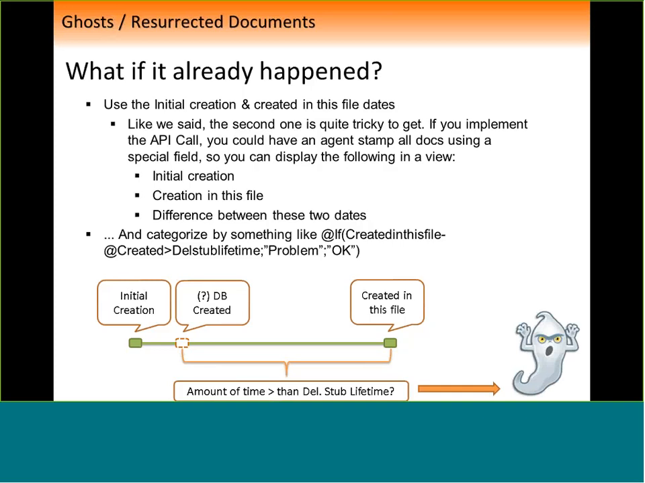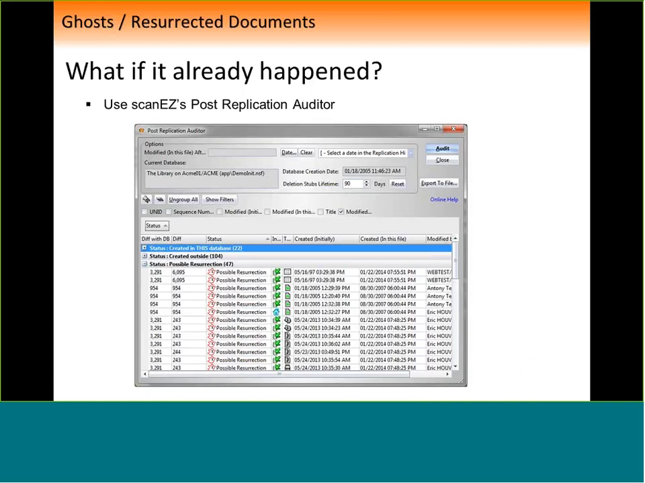Now, there is actually a project on OpenNTF that you can look up. Actually, I think it's in the initial slide deck. That will do pretty much the same thing, but you need to stamp those documents because getting this find date is something very tricky, and as we discussed, that only works through the API. So this here is what the post-replication auditor looks like. So this is how you find all of the possible resurrection documents in there, and you can just go ahead and delete them right away.